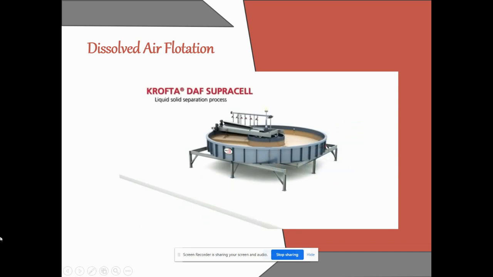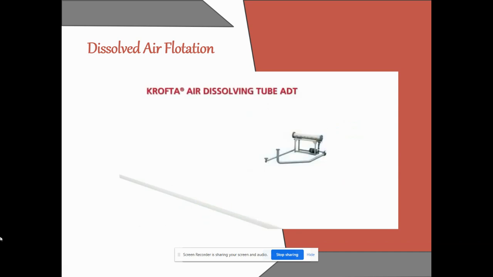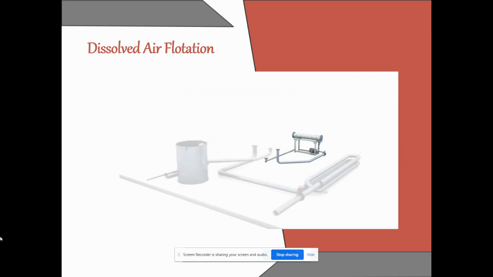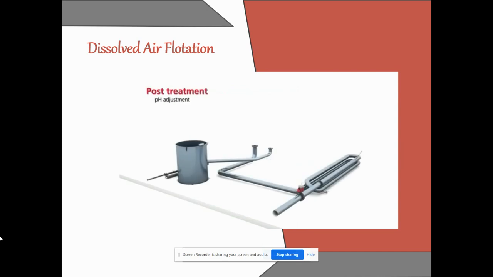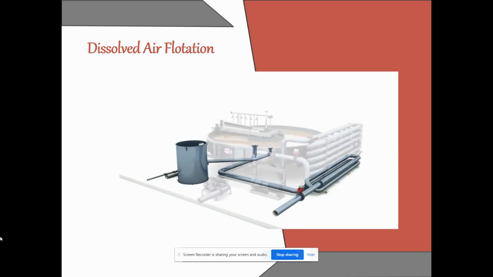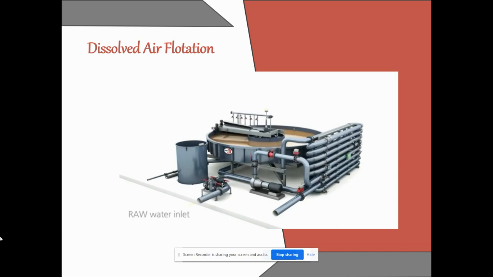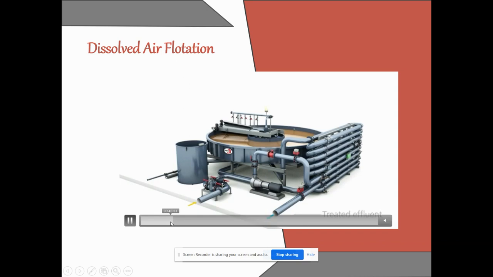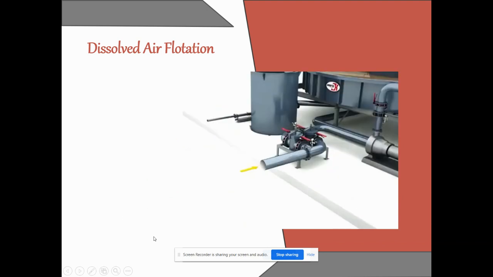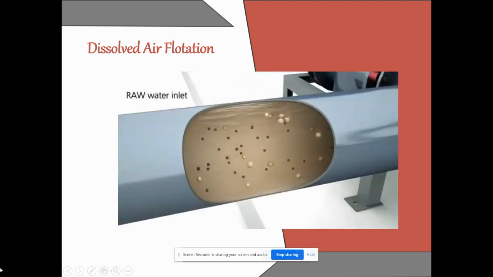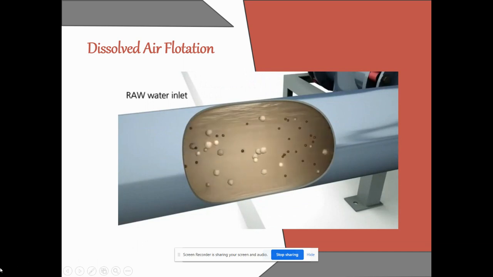An industrial unit is shown here. Pre-treatment includes screening of gross solids, pH adjustment, coagulant injection, and flocculant injection. Post-treatment, on the other hand, requires pH treatment. Raw water enters through one inlet and the treated effluent is let out through another outlet.